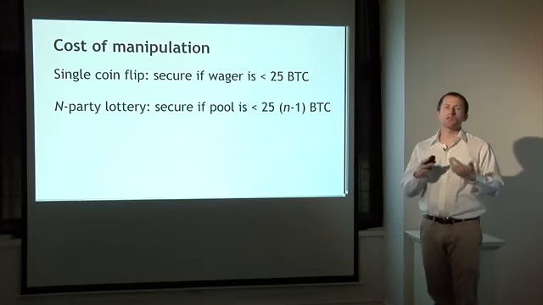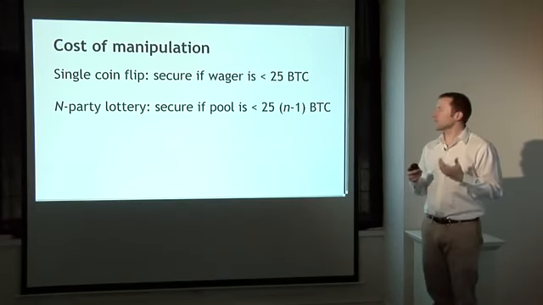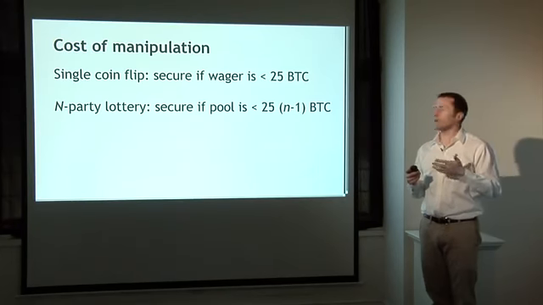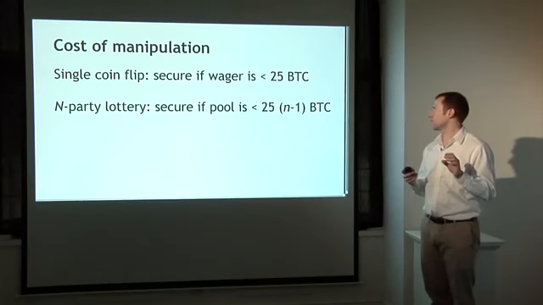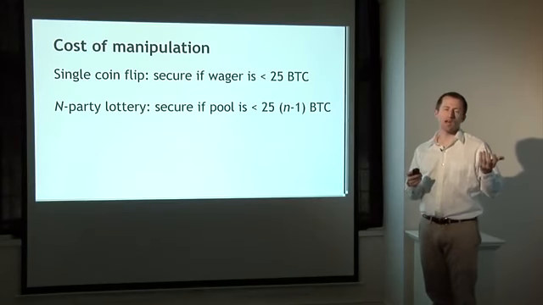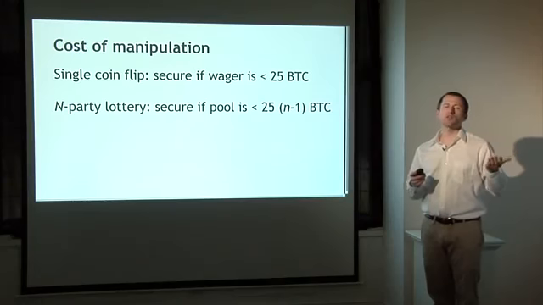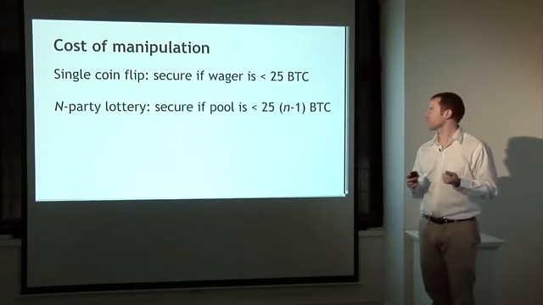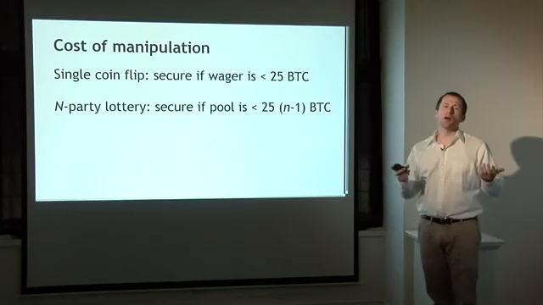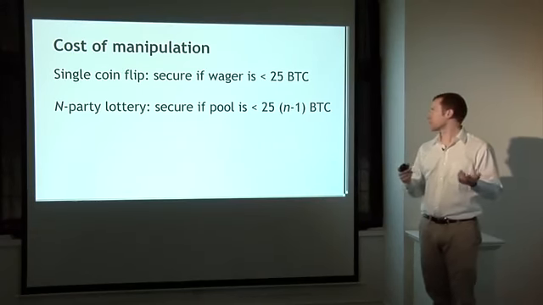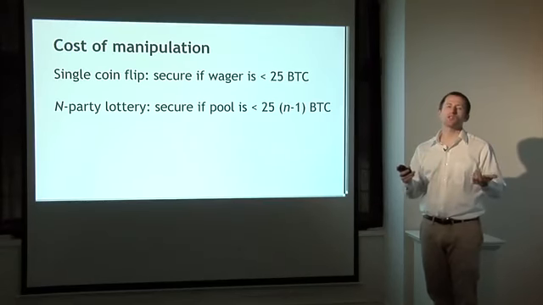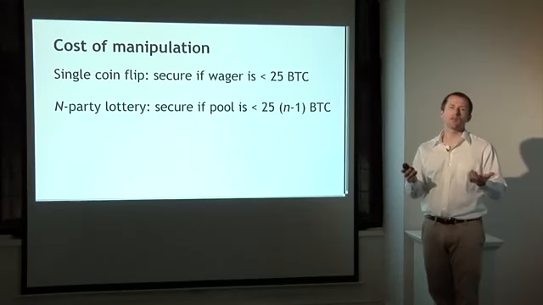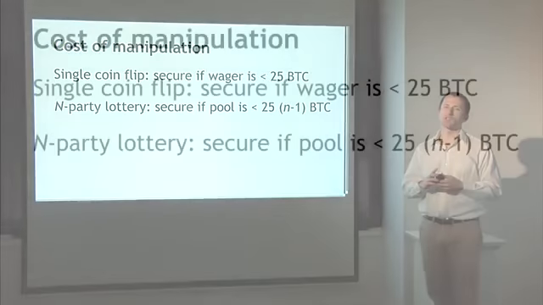So what's the practical cost of manipulation? Say that you're doing a single coin flip. Like I said, the expected number of blocks that you are going to lose the reward for is 1/p minus 1, and with a single coin flip, p is just a half. So you'll have to discard about 1 block on average and eat that whole 25 Bitcoin cost. And if you have an n-party lottery where it's fair between all n parties, it's going to be 25 times (n minus 1) Bitcoins. So this process will be secure as long as the amount that you're betting is less than that cost of manipulation.